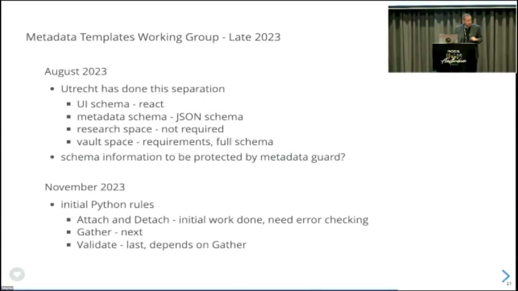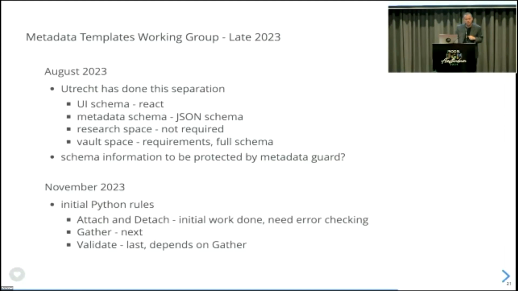Near the end of last year, look at the time. All right. So Utrecht had separated a few pieces, and I think things become clear when you can pull the spaghetti apart, right? So they had separated the UI. They had separated the JSON schema for the metadata, the schemas itself. The research space that they've got, I think you were just not doing this in that space. So that was not a problem to be solved. And then they were using the full schema and everything for their vault space. So they chopped it up and attacked the small pieces.